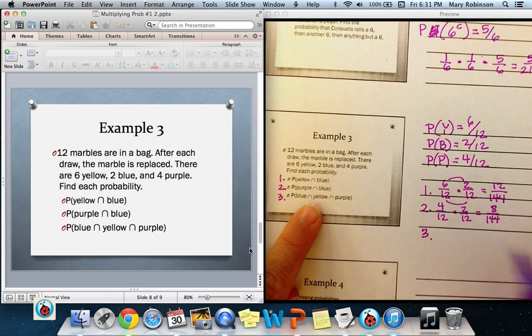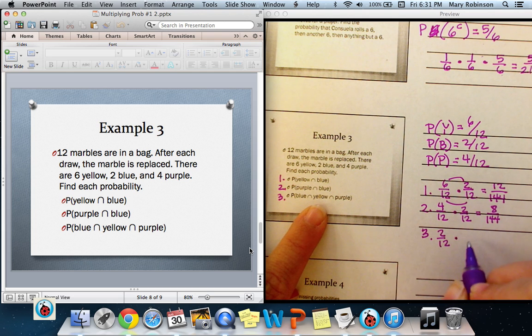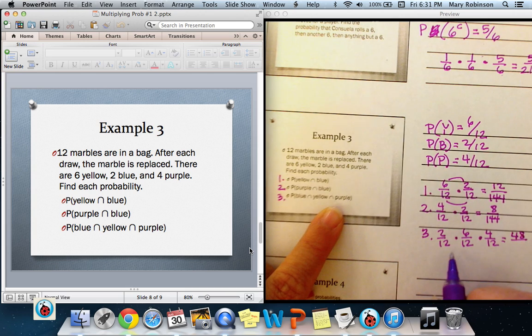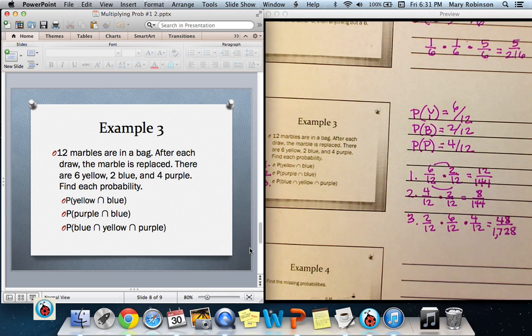And lastly, 3, the probability of drawing a blue, 2 out of 12, a yellow, 6 out of 12, and a purple, 4 out of 12. Multiply 2 times 6, which is 12, times 4 is 48, and 12 times 12 times 12 is 1,728. And that would be our probability. And that's just applying the multiplication principle.